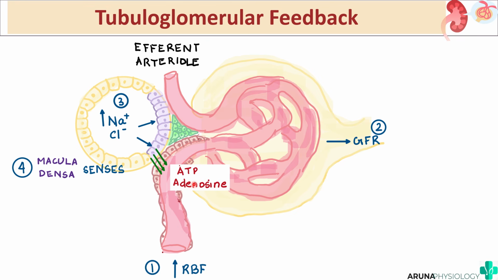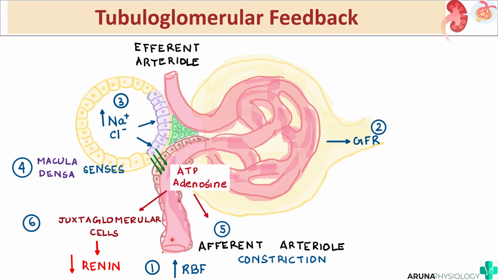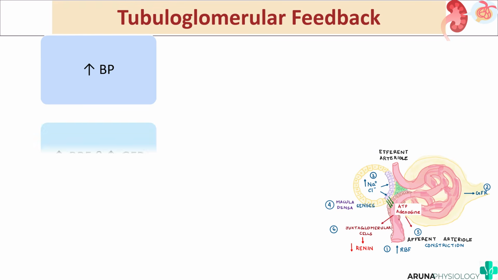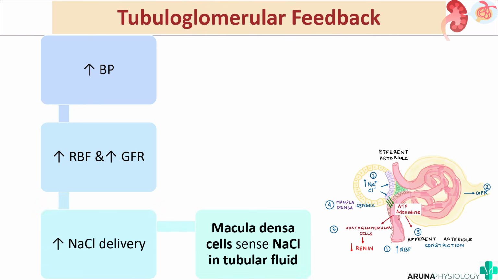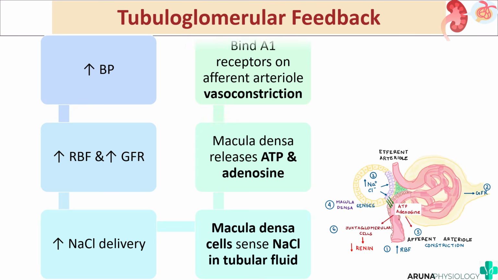It acts in a paracrine fashion, and these substances, ATP and adenosine, will have two effects. First, they cause constriction of the afferent arteriole, and secondly, they act on the juxtaglomerular cells and cause a decrease in renin. So these two factors help to maintain the GFR within the normal level, even if the blood pressure increases. Okay. So if the BP increases, there is increased renal blood flow, increased GFR, increased sodium chloride delivery, which will be sensed by the macula densa. It releases ATP and adenosine, causing vasoconstriction, and thereby brings it back to normal.